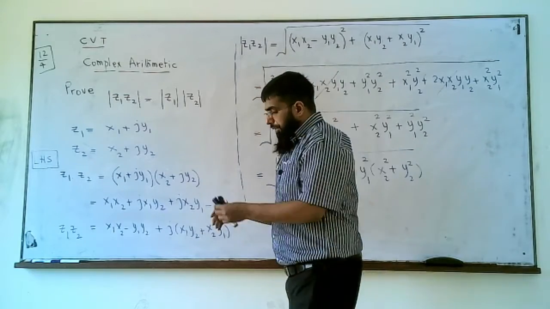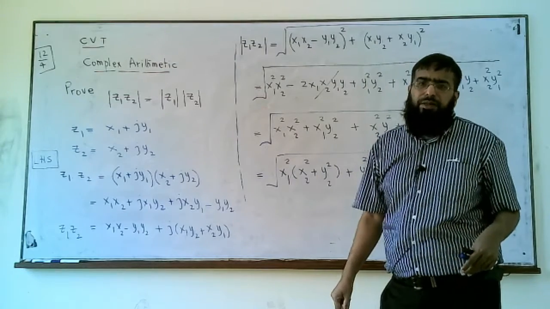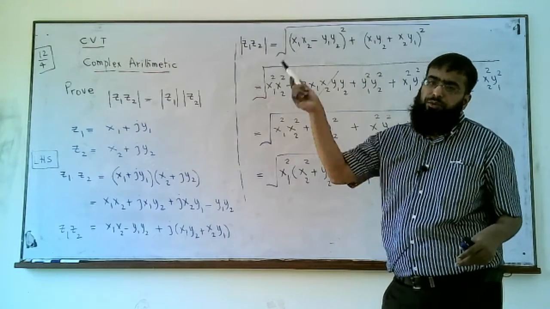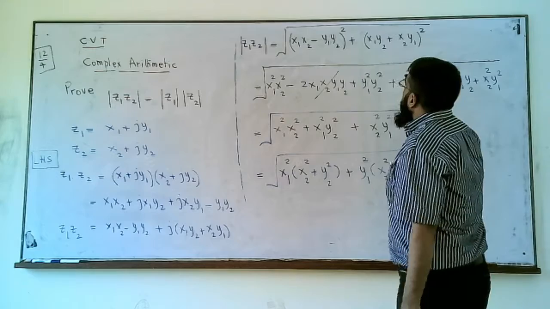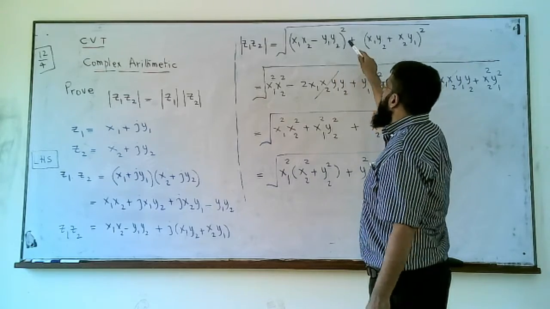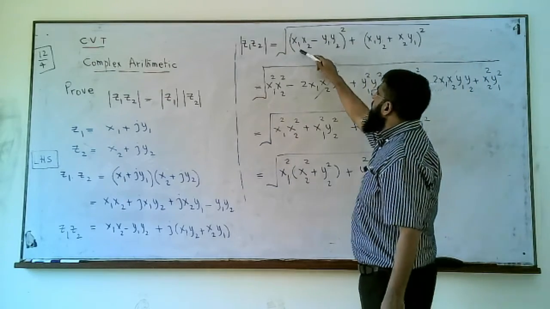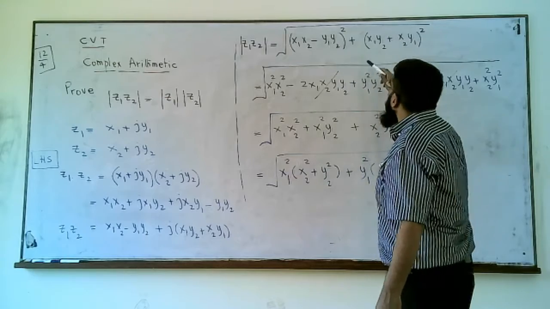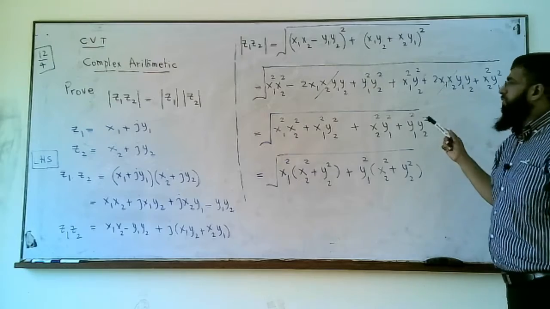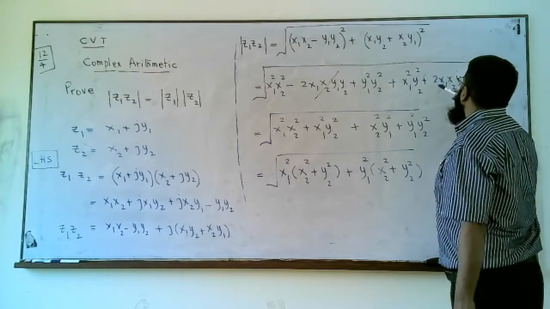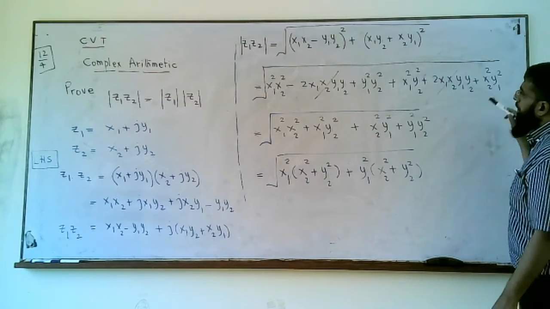So given this, we know this is the real part, and this is the imaginary part, and when we compute the magnitude, we square the real part plus we square the imaginary part, and we take the whole square root. Here, this is (a minus b) squared. We studied in school, (a minus b) squared is a squared minus 2ab plus b squared. So (x1 x2) squared minus 2 x1 x2 y1 y2 plus (y1 y2) squared, and this is (a plus b) squared, so it comes out to be a squared plus 2ab plus b squared. So (x1 y2) squared plus 2 times x1 x2 y1 y2 plus (x2 y1) squared, the whole square root.